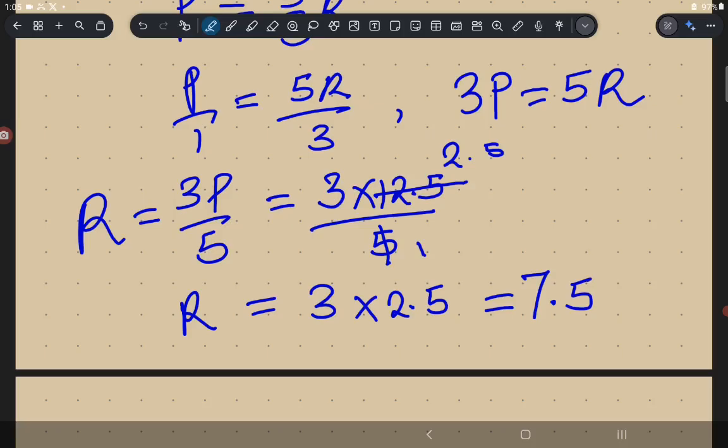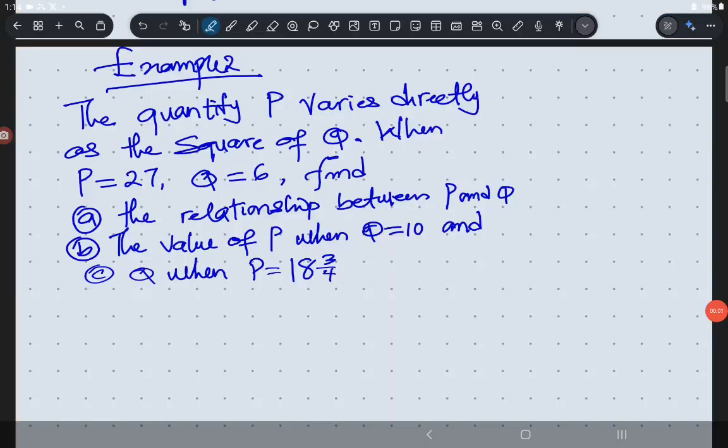For you, before you do your class work, you need to understand it better than this. We are still under direct variation. Example 2: the quantity P varies directly as the square of Q. When P is 27, Q is 6. Find the relationship between P and Q, the value of P when Q is equal to 10, and Q when P is equal to 18 on number 3 over 4.